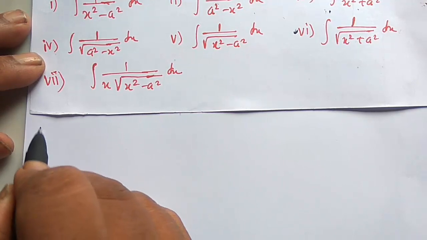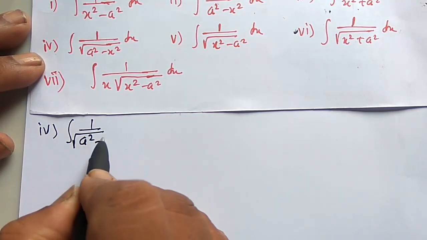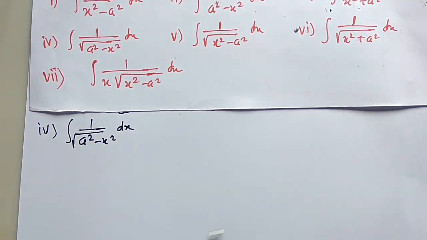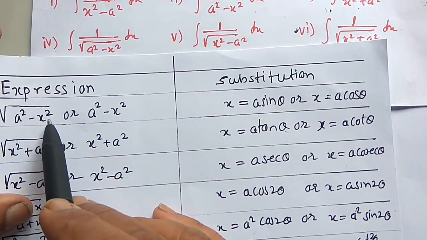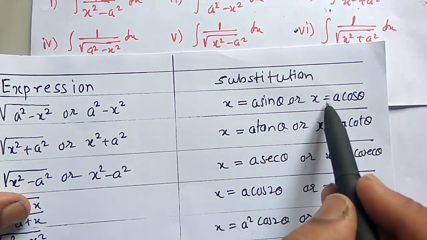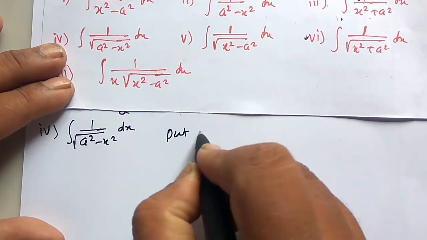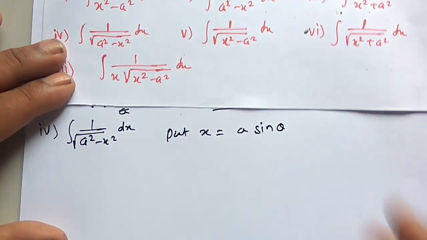Fourth, integration of 1 upon under root of a square minus x square dx. If the expression is under root of a square minus x square, then the substitution is x is equal to a sin theta or x is equal to a cos theta, and therefore put x is equal to a sin theta.